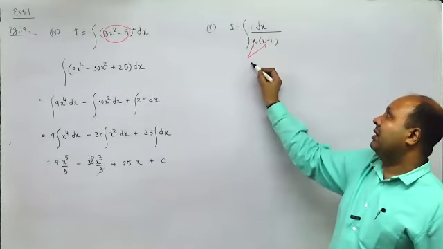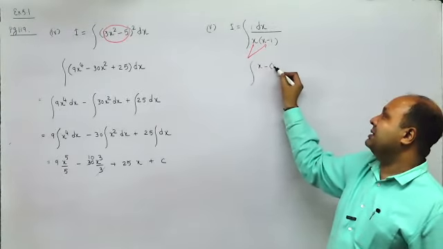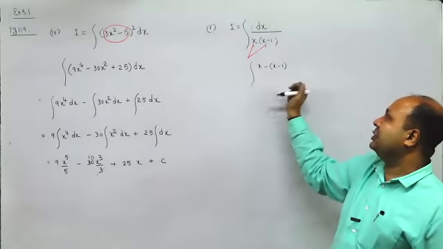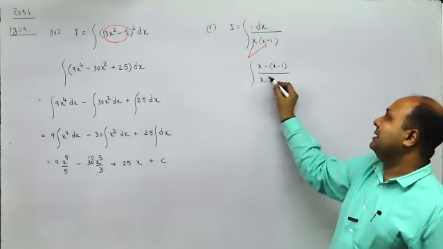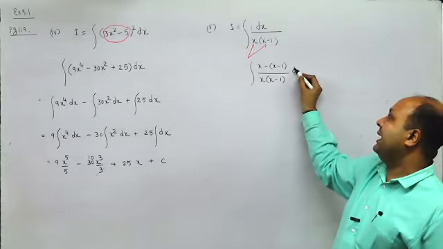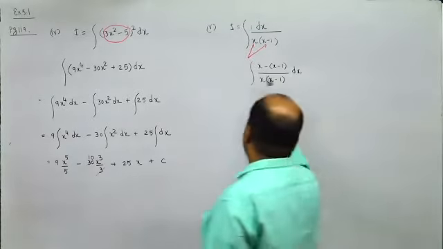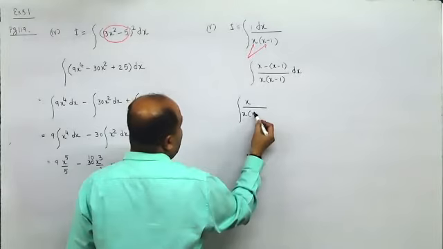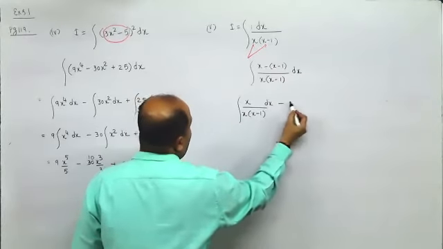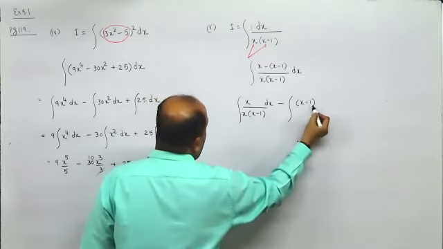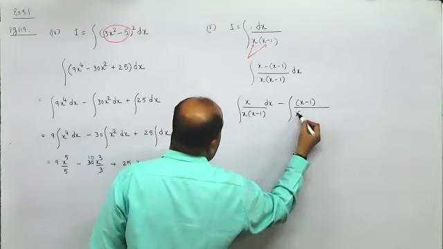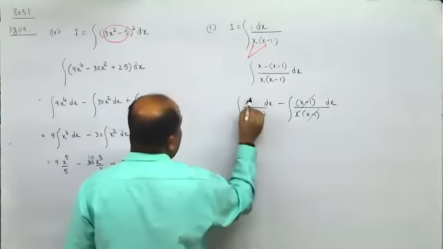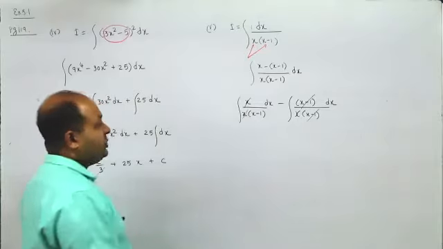How do I go about it? I'll write here x minus 1, and this is nothing but x, and x gets cancelled. This is plus 1 upon x into x minus 1 dx. Now I can solve it separately. So I would be getting x upon x into x minus 1, and here I would be getting x minus 1 divided by x into x minus 1 dx. Now these two get cancelled, this gets cancelled. You have 1 upon x minus 1.